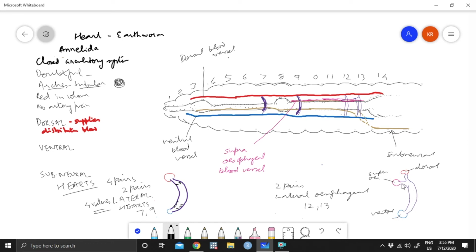So there will be one valve here, there will be one more valve over here, and there will be another valve over here. So how many pairs of valves are there? 3 valves in pairs. And how many valves are over here? 4 pairs of valves.